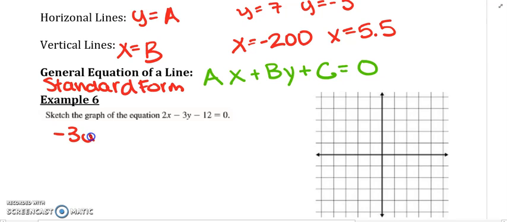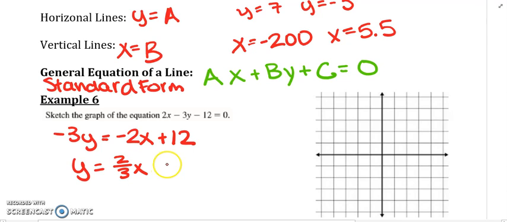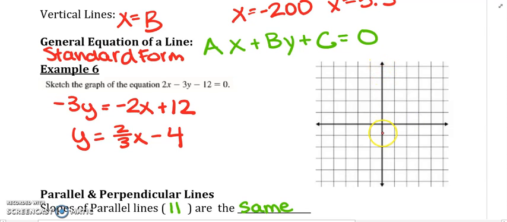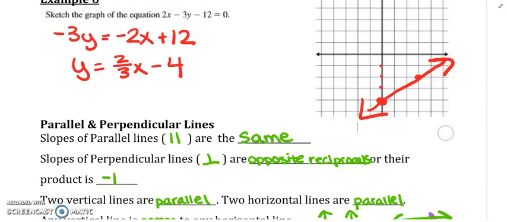So I'm going to solve for y. I'm going to subtract my 2x over and add my 12. And then I need to solve for y, so I'm going to divide by 3. Of course, you can show more work if you need it, but that's what I get. Now I know my slope is 2/3, so I'm going to rise 2, run 3, and my y-intercept is -4. So on my y-axis, I'm going to go down to -4, and I'm going to rise 2 and run 3. And of course, you can do it again and again, but all we need is 2 points, and we're done.